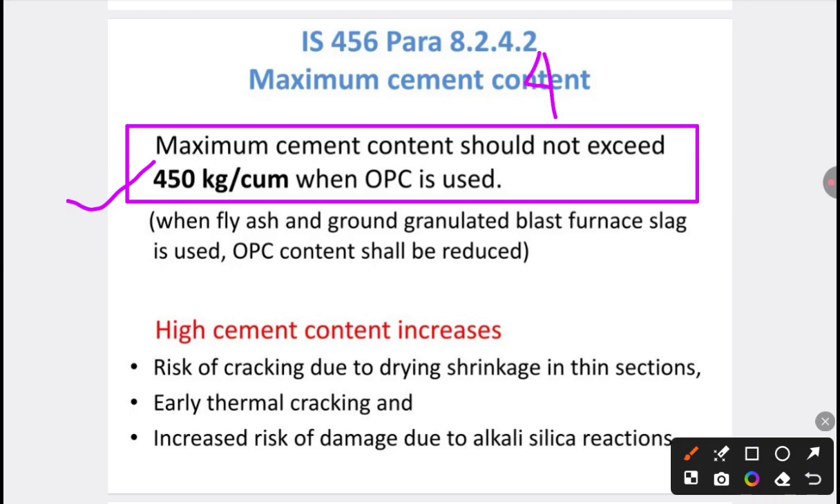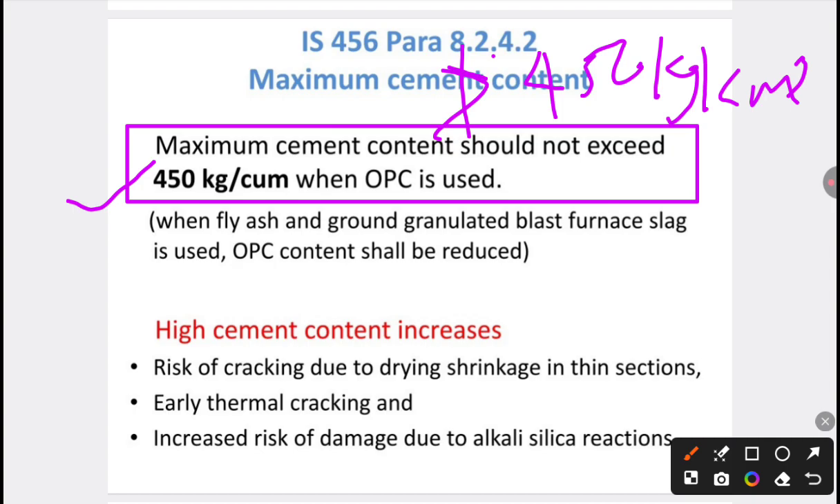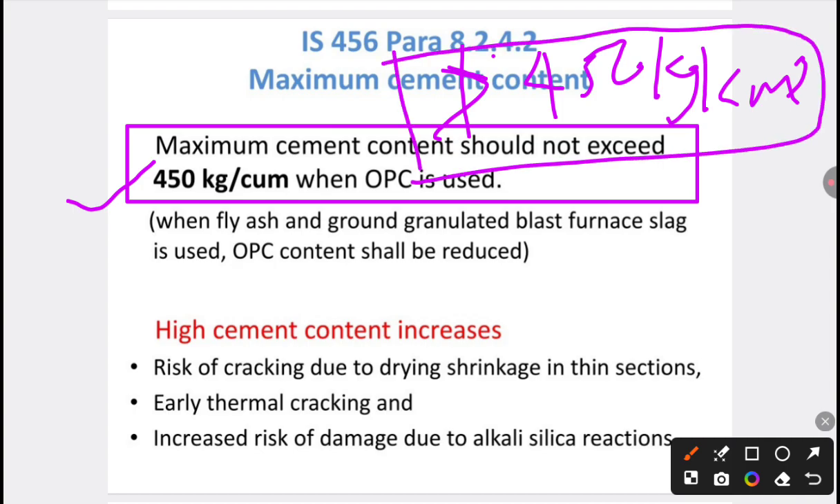It means 450 kg per m³ is the maximum quantity, not greater than. Always remember, not greater than. Not greater than cement will be used in any kind of cement constructions production.